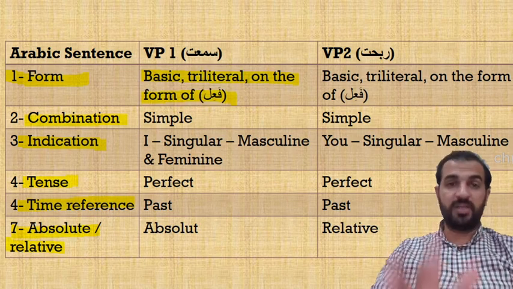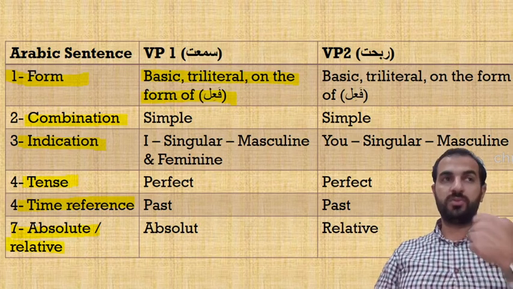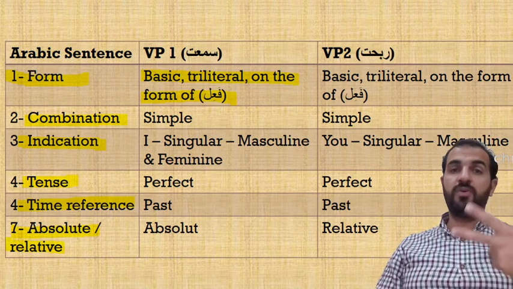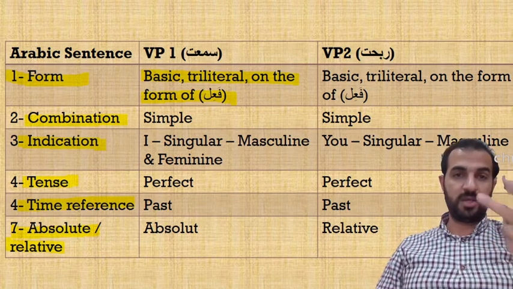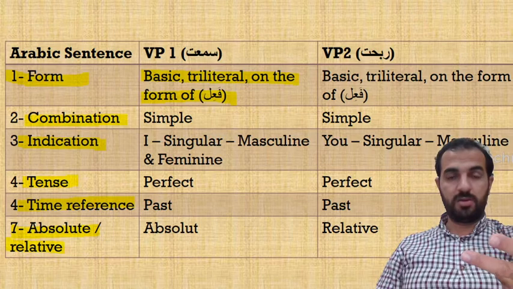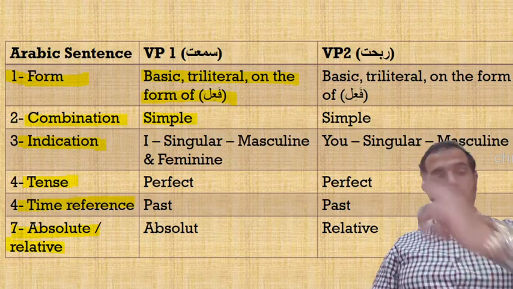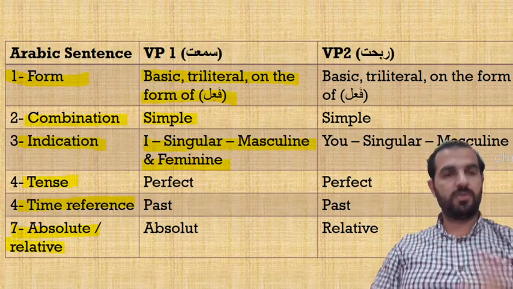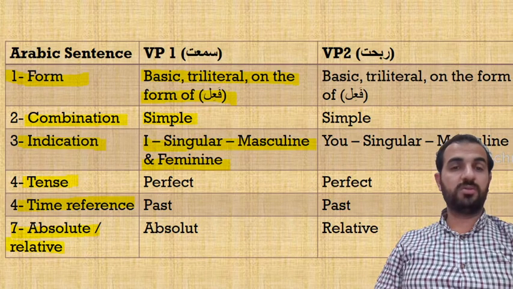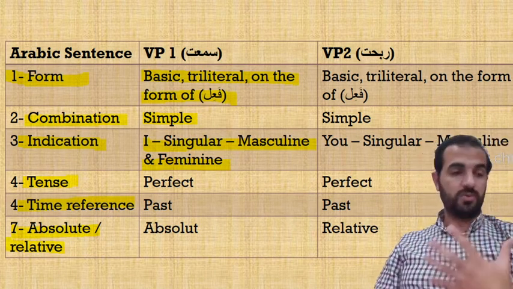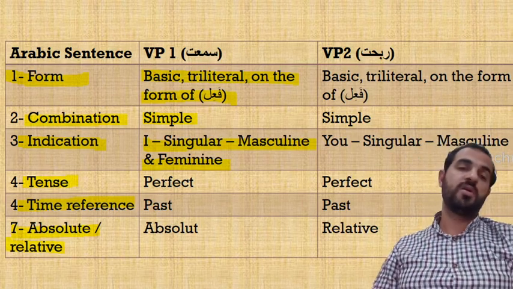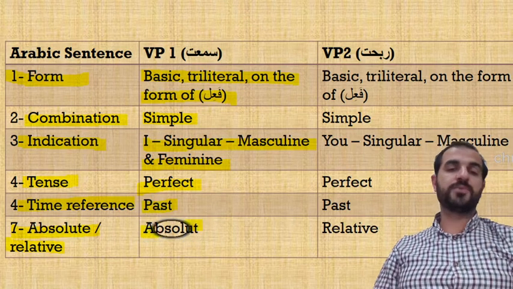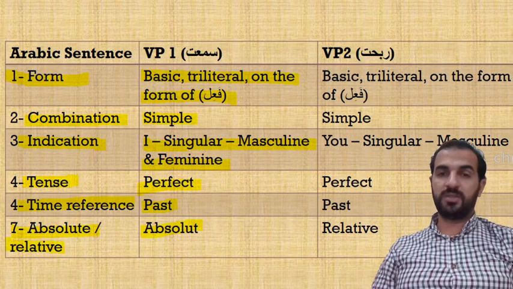So basic, the form of سمعته, basic three literal, راح أقول إنه هو مجرد, ثلاثي, شنو three literal, on the form, على يا صيغة, على يا وزن, on the form of فعل, سمعته. Okay, the combination مالته simple, the indication شنو I singular masculine and feminine اللي ممكن إنه تقول أنا سمعته كمذكر وسمعته ممكن تقولها المؤنث فI singular masculine. The tense مالتنا perfect. Time reference is past. وهو absolute. وقلنا انه هذني الامور راح نشرحها لكم بعد ما نخلص من الفصل ان شاء الله.